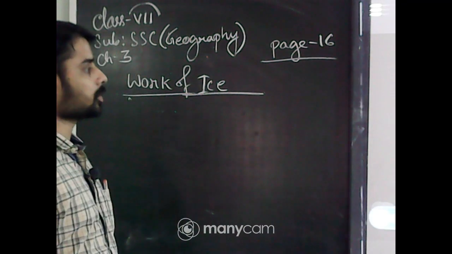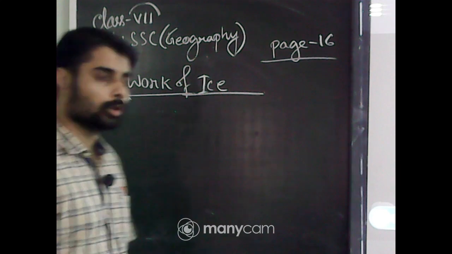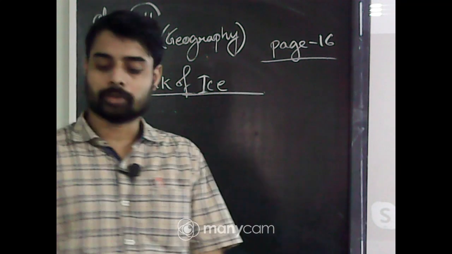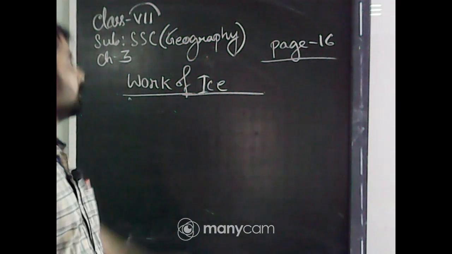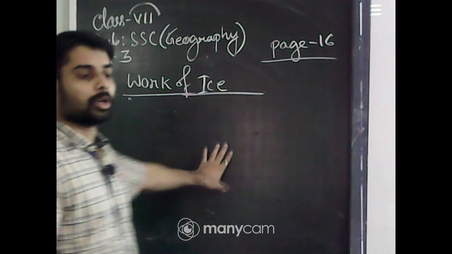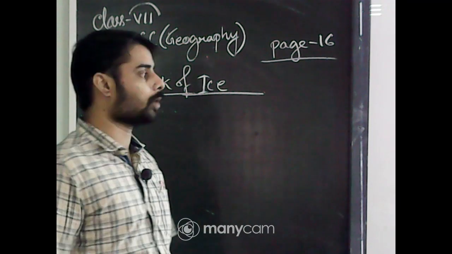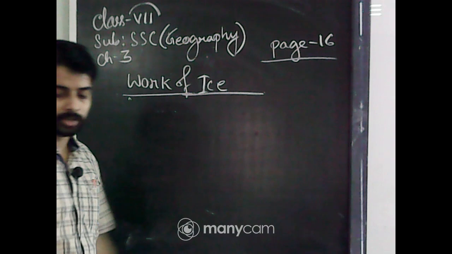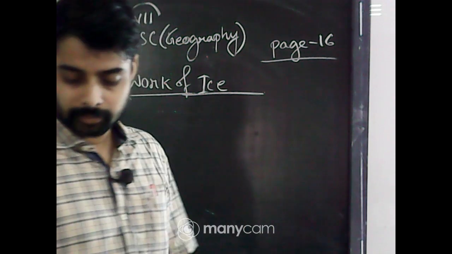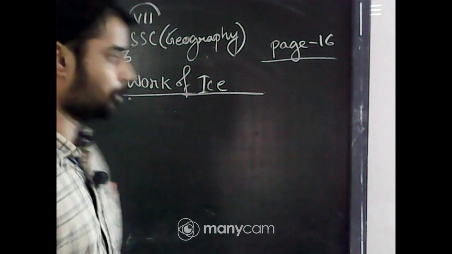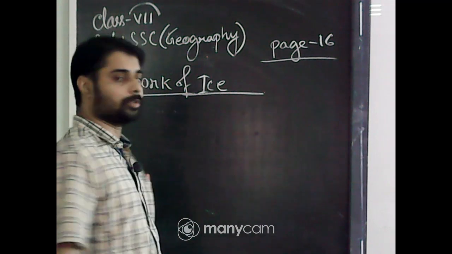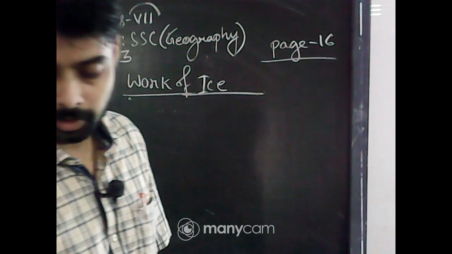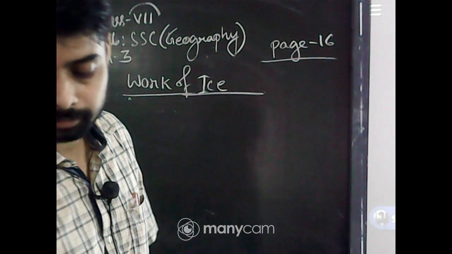Students, nothing to write, just open your book, it is on page number 16, chapter number 3, the work of ice, and you can underline the main points in your book. So, take a pencil in your hand and underline the important points and definitions. These are very important for the exam. In the term 1 exam, the definitions of different landforms created by the ice and wind will be important.